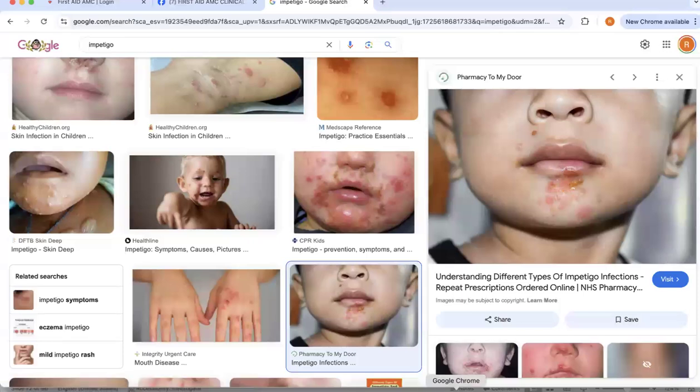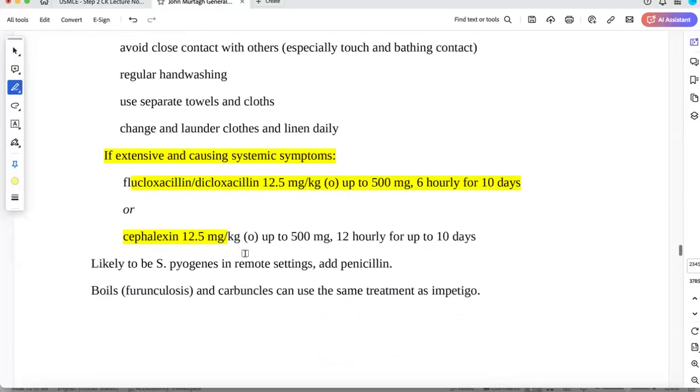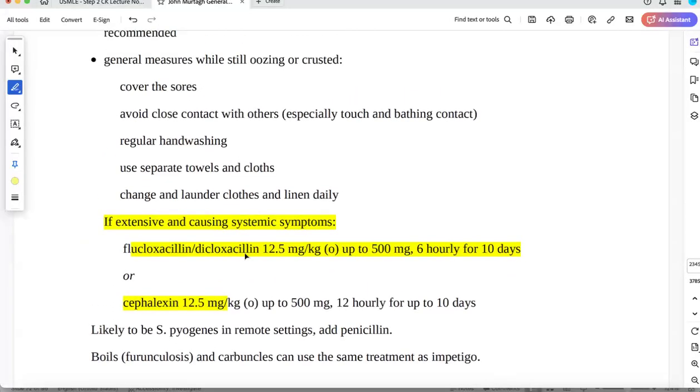Okay? So it's a bacterial infection, so you need to treat it with antibiotic. Mainly if it is just one spot, then antibiotic is not needed. But when it is extensive, so mostly all over the body, the patient has got impetigo or school sore, then we go for oral antibiotic. So flucloxacillin or dicloxacillin for 10 days or cefalexin for 10 days is the treatment.